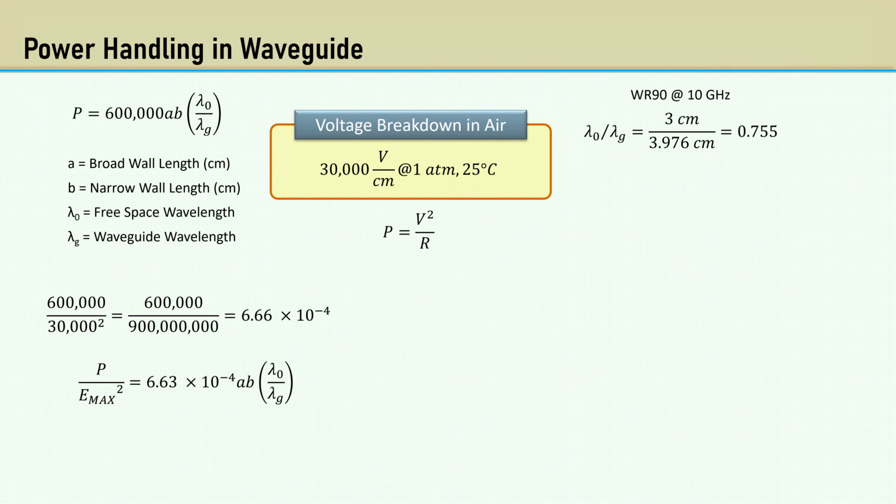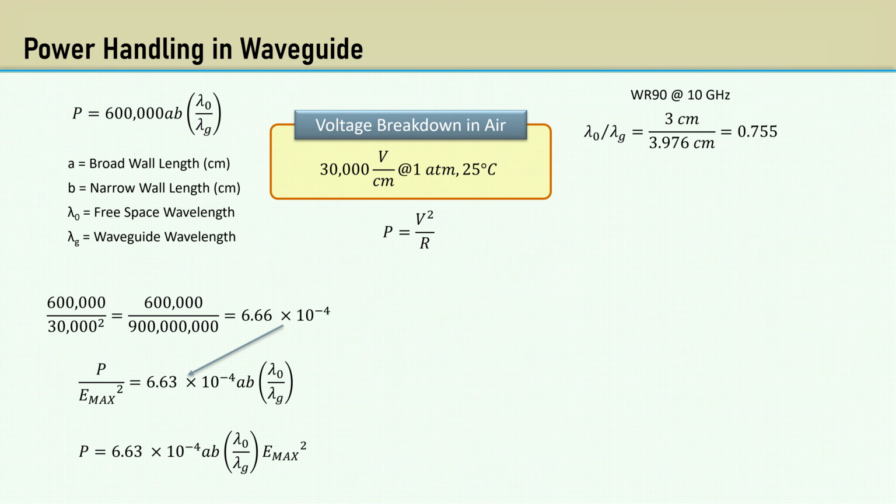Here's the other equation you will often see in textbooks for waveguide power handling. E max is the breakdown voltage. It's very close at 6.63 times 10 to the minus fourth. I don't know why it's often shown with E max on the left. Here it is rearranged to solve for power.